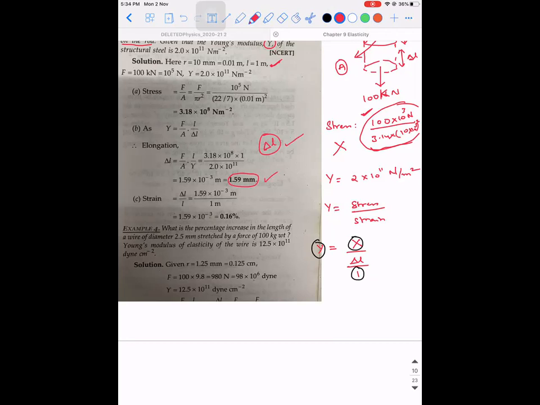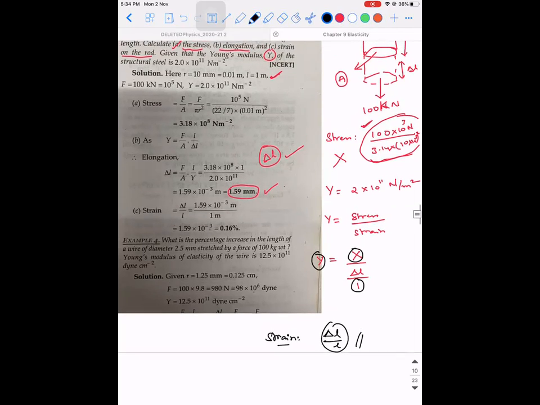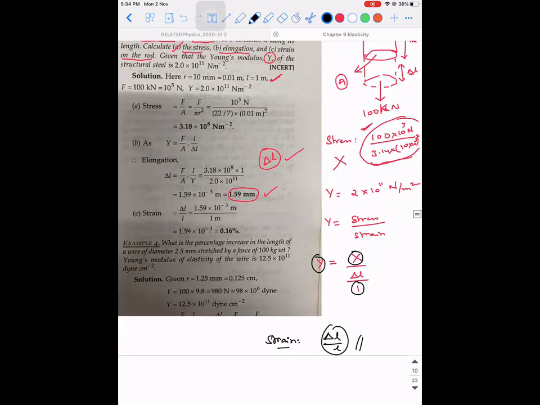Okay. Once you find this delta L, how will you find the strain? Delta L by L. Find it, you will get the answer. But what have they asked? They have asked strain on the rod. So they have reported strain in terms of percentage. So mark this as an important problem. You can try it again.